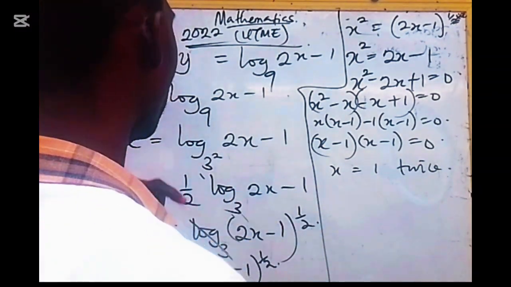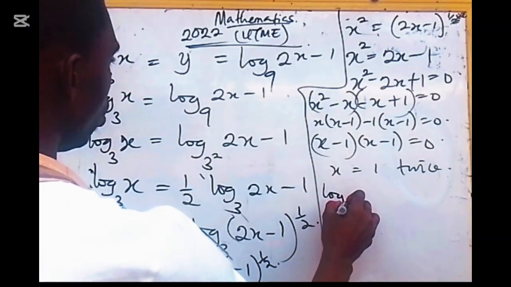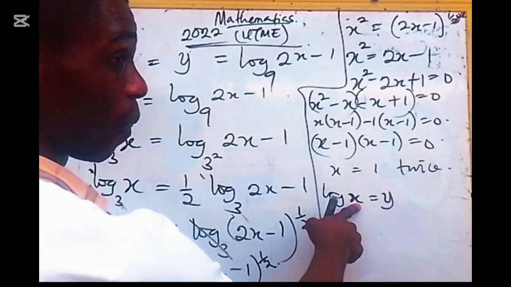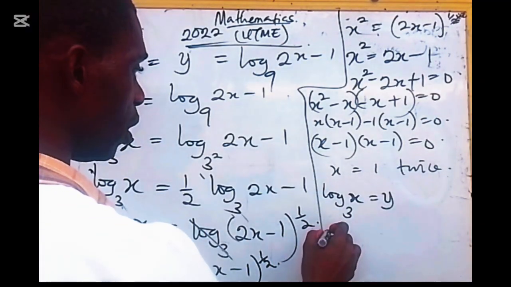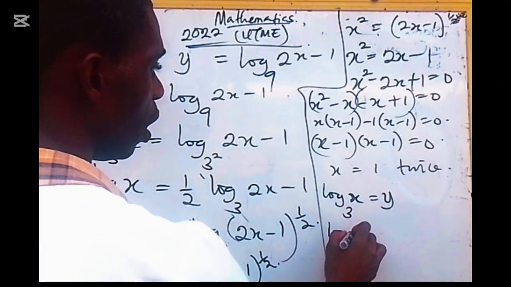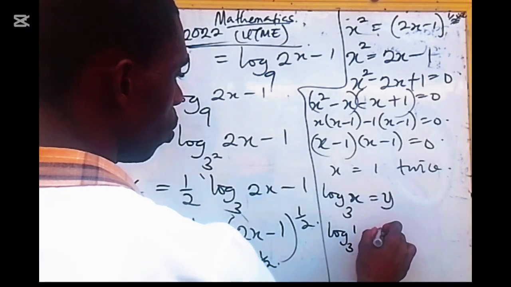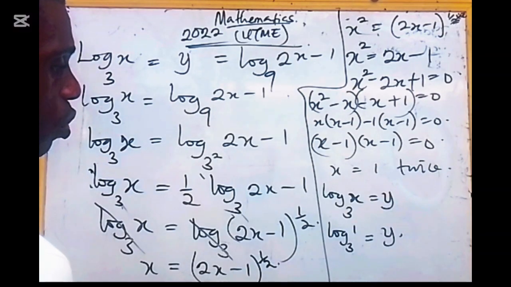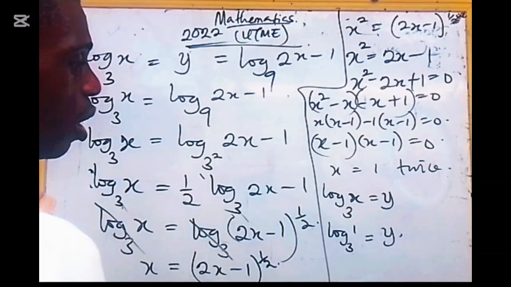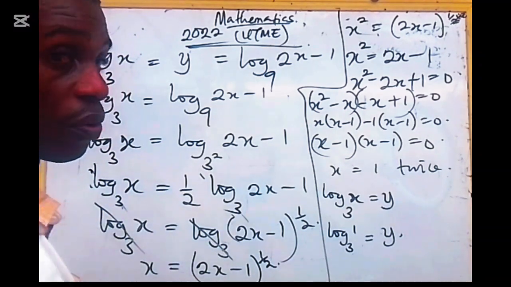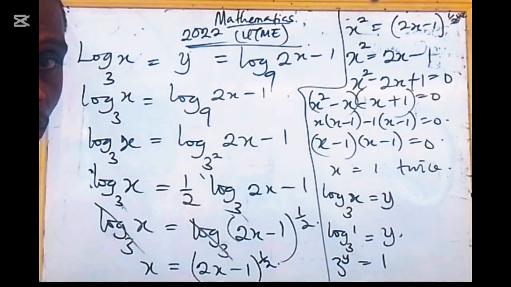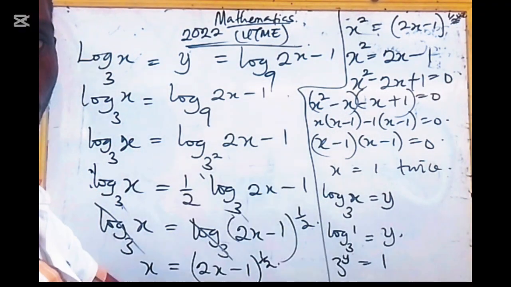So I'll go back to the question to get y. They told us that log base 3 of x equals y. And we know that x is 1. So let me put x as 1 here. That means log base 3 of 1 equals y. Right? So if I want to remove this log from here, I'll just say 3 raised by y equals 1. Hope you know.